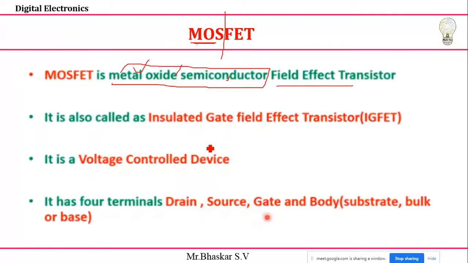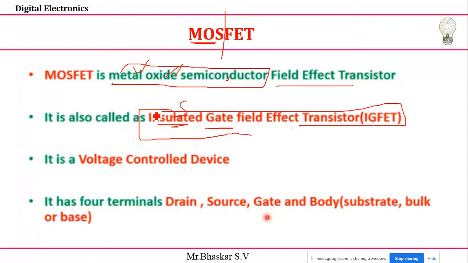Next, we use one oxide here, that is silicon dioxide, which we also use as an insulator. That's why it is called metal oxide semiconductor field effect transistor. It is also called an insulated gate field effect transistor, because I use silicon dioxide as my insulator at the gate. It is also called IGFET. But generally, MOSFET is nothing but metal oxide semiconductor field effect transistor.